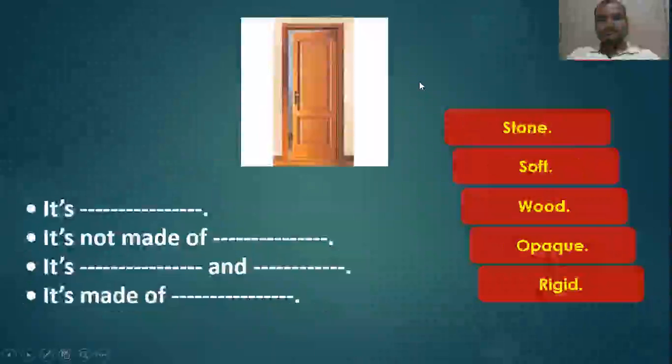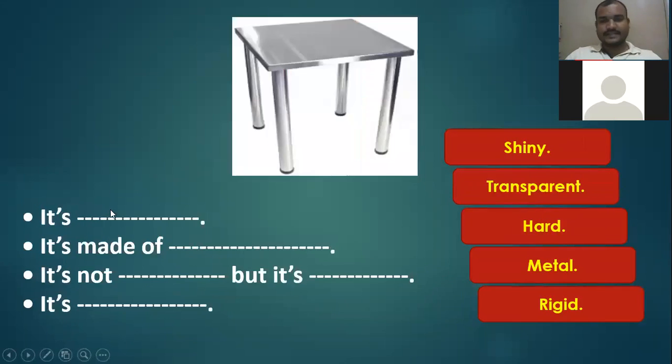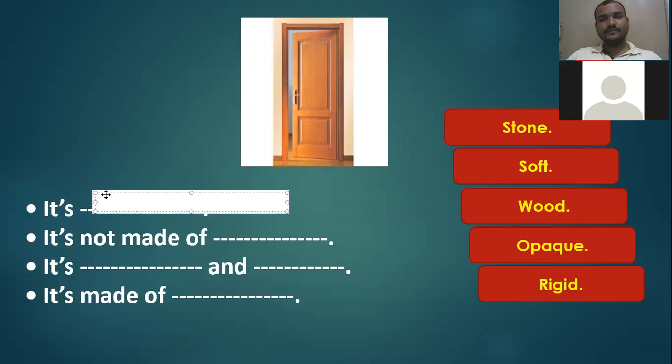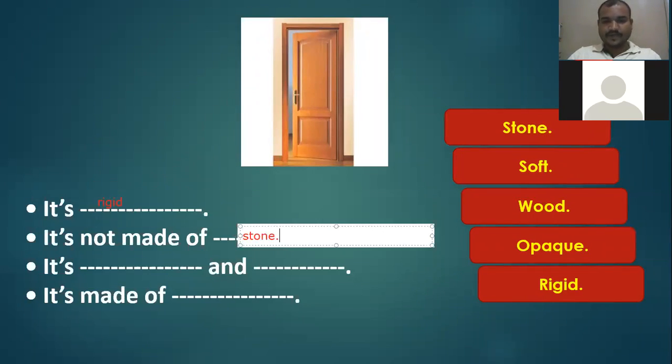So now the third picture. It's made of wood. It's not made of stone. Top to bottom. Okay, so what is the first answer? It's rigid. Okay. It's not made of stone. It's rigid. It's not made of stone. Right, next.